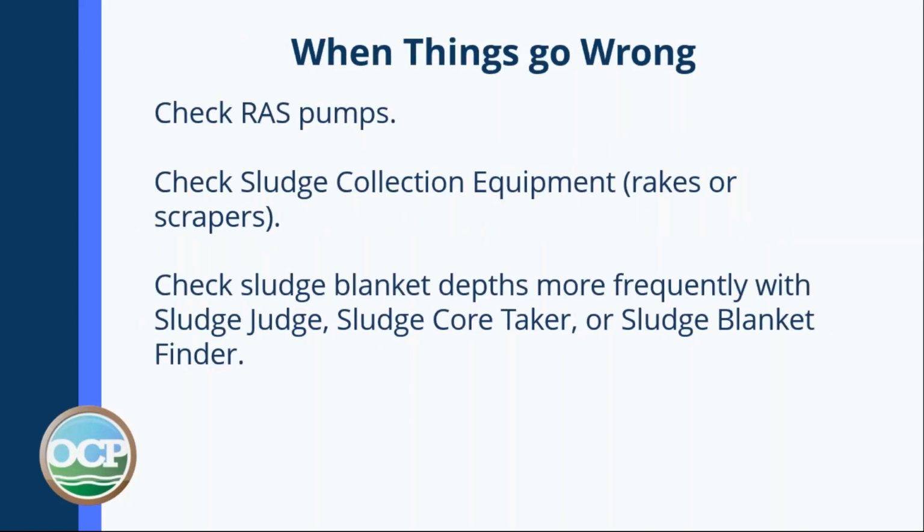If things go wrong, check your return activated sludge or your waste activated sludge pumps. Maybe they're not pumping what you think they're pumping due to a clogged pump or an impeller wearing or something like that. Check your sludge collection equipment, the rakes or scrapers that are in your clarifier, to make sure they're not broken. Check the sludge blanket depths more frequently with a sludge judge, sludge core taker, or sludge blanket finder, and check it at other locations in your tank to make sure something's not wrong with your tank.